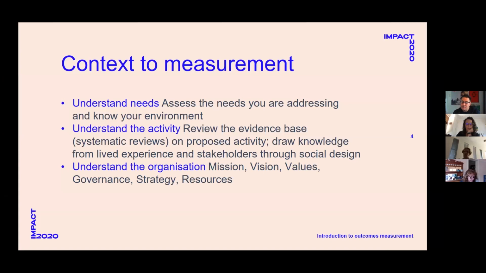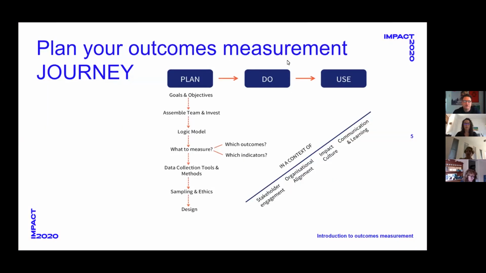And then, of course, you need to know your organization. You have to understand the resources that you have available to you. For example, you have to understand the governance strategy, governance factors. So all of these things are important when we actually go into measurement. And then, of course, we get into measurement itself.